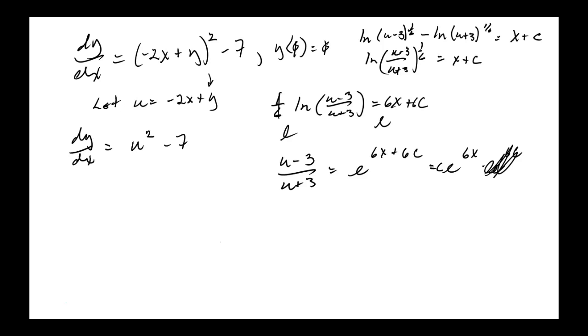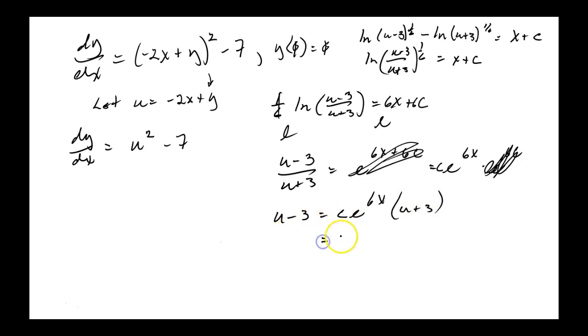Okay, now let's skip this down. Now what we're going to do is multiply both sides of the equation by this denominator. So you have u minus 3 is equal to c e to the 6x times u plus 3, right?